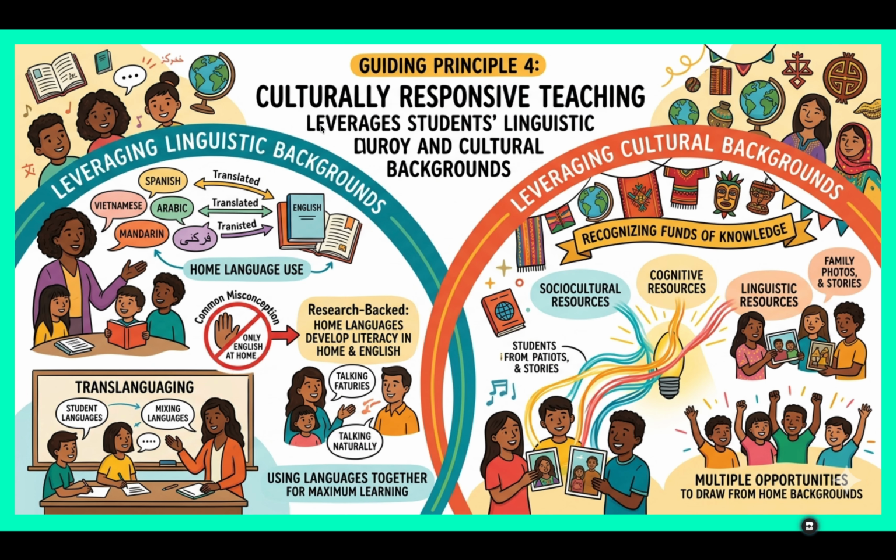And then culturally responsive teaching leverages students' linguistic and cultural backgrounds. So again, this goes back to being asset based, right? How can you leverage students' linguistic and cultural backgrounds in order to ensure that they can learn the content? So for example, using students' home language to support with cognates would be an example, allowing students to answer questions in their home language, things like that.